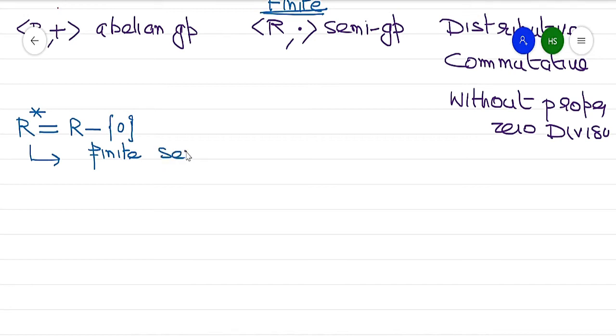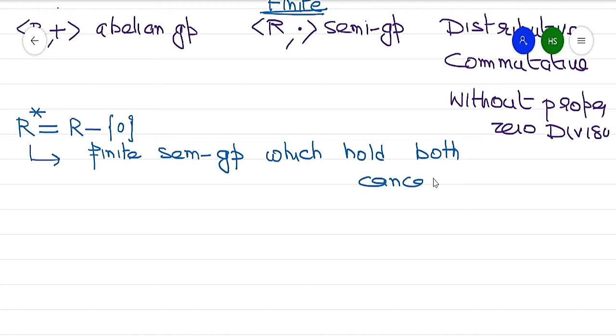semigroup which holds both cancellation laws. Why does it hold the cancellation law? Because it is an integral domain. So by the previous theorem, we know that every integral domain holds the cancellation law. Now if this holds, then it means this R star is a multiplicative group.